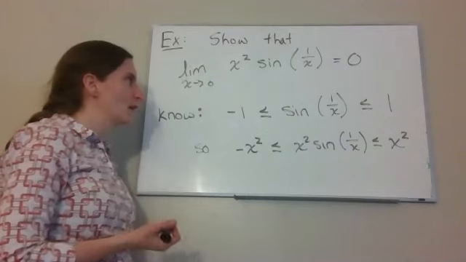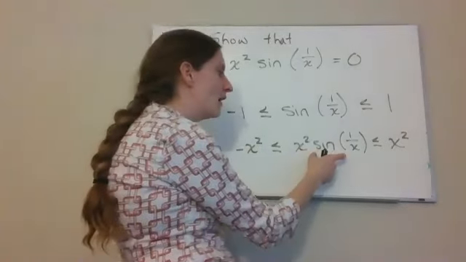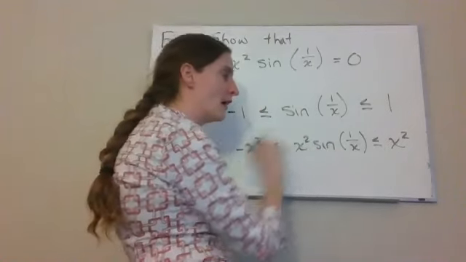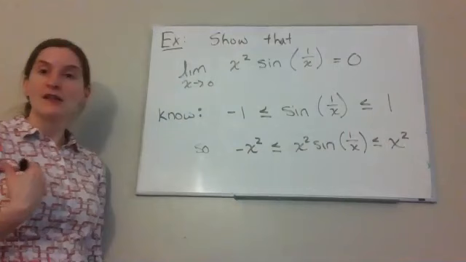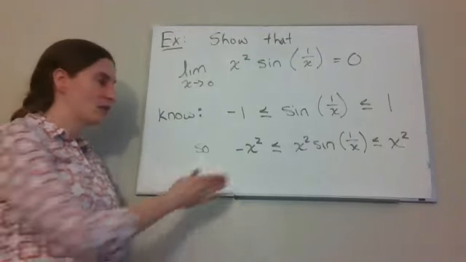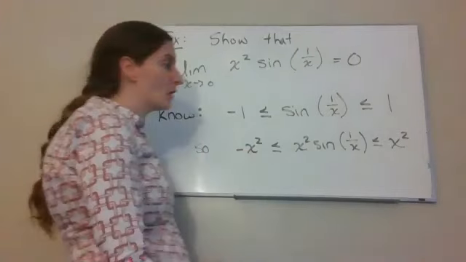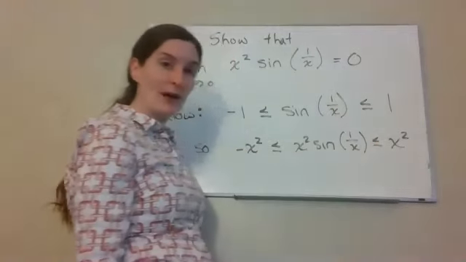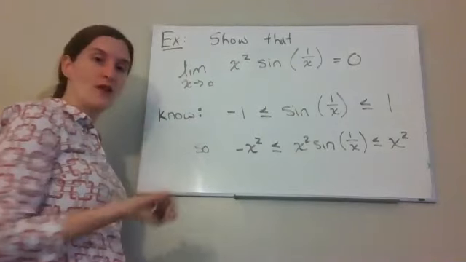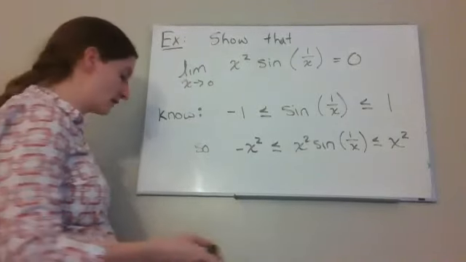So the function that I care about is smushed in between these two functions, negative x squared and positive x squared. By the squeeze theorem, if I can show that the limit of negative x squared equals the limit of positive x squared as x approaches 0, then that middle function is going to have the same exact limit.